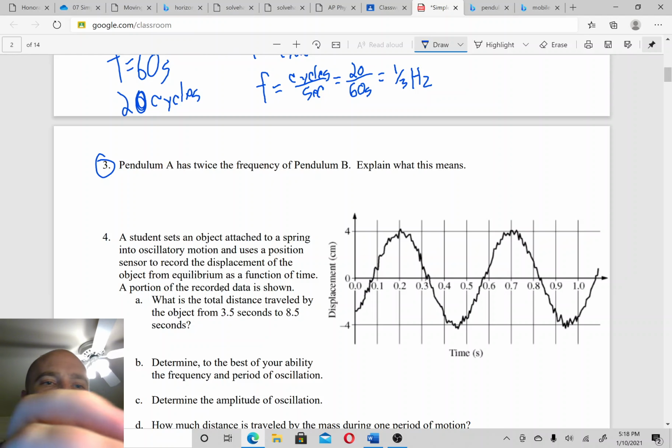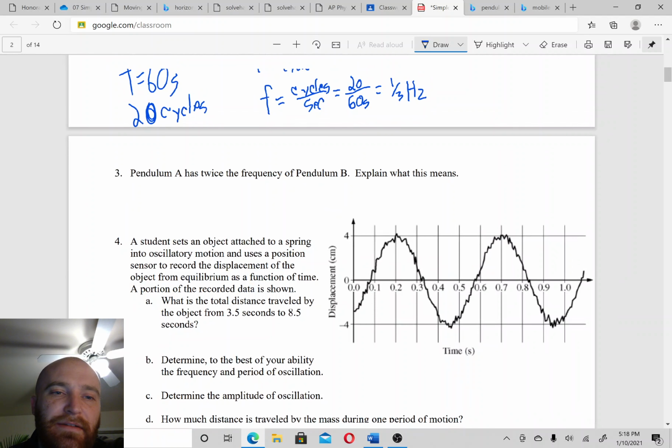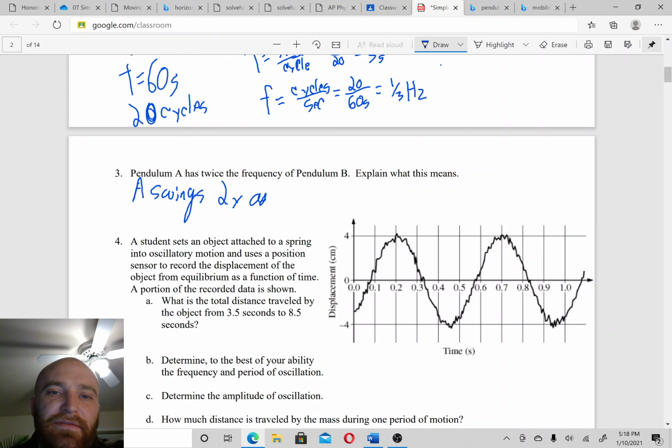For 3, pendulum A has twice the frequency of pendulum B. Explain what this means. So what this means is if A has twice the frequency, kind of what it sounds like, it happens twice as frequently or twice as quickly. So A swings 2 times as fast. And that's fine. If you said that A took half as long to go back and forth or anything like that, that would be fine.